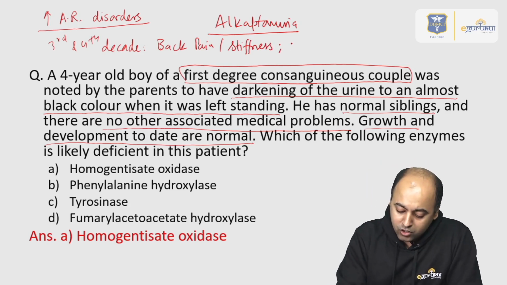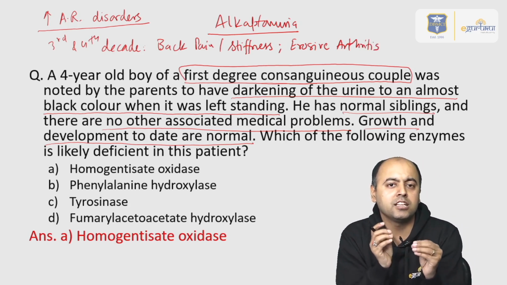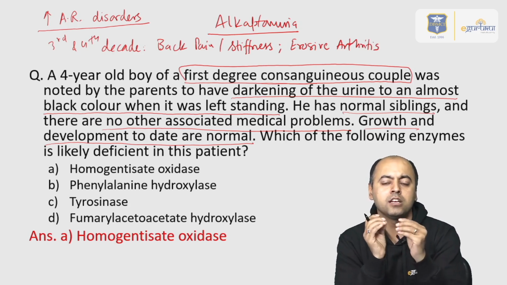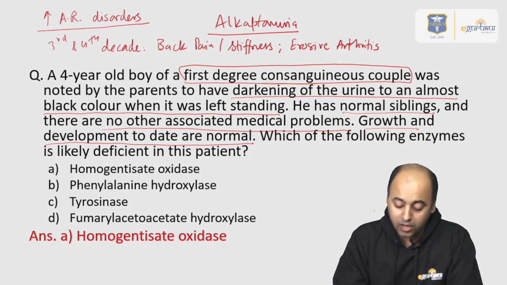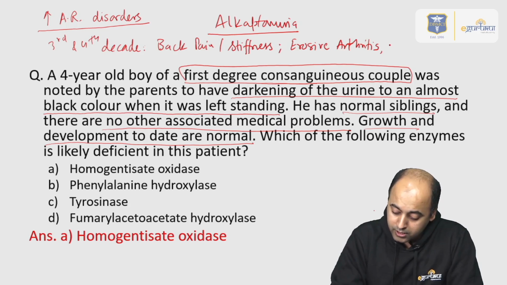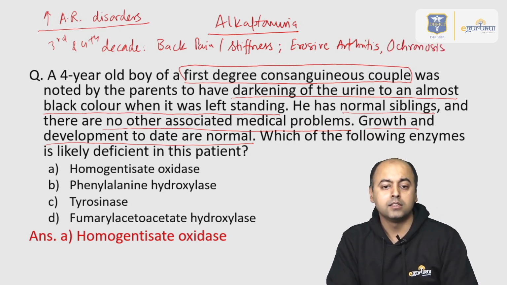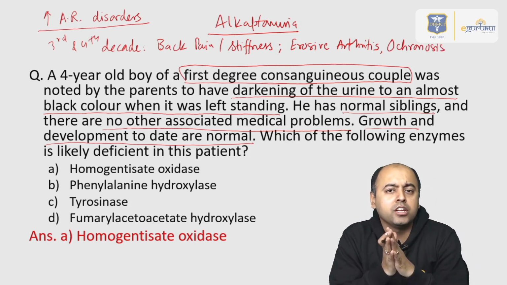They will have early onset erosive arthritis, because the homogentisic acid crystals will be there in the synovial fluid. Whenever there is movement on the joints, the crystal will rub the synovial membrane, resulting in erosive arthritis and what is known as ochronosis. This is blackening of the skin over various parts of the body. This is known as ochronosis.